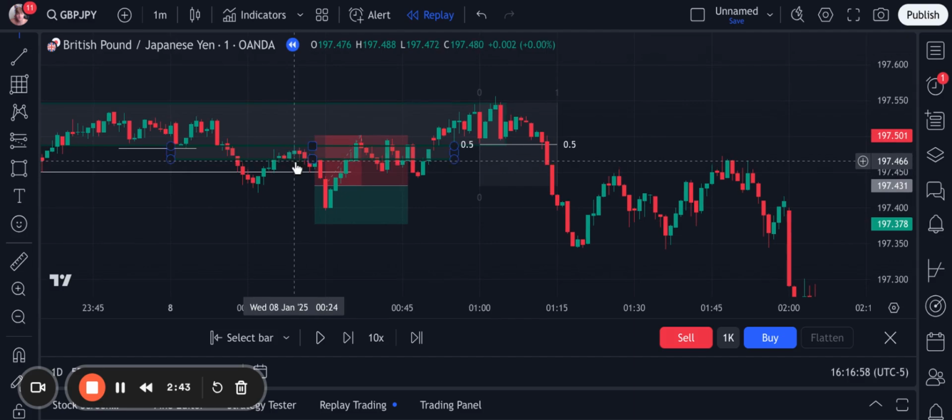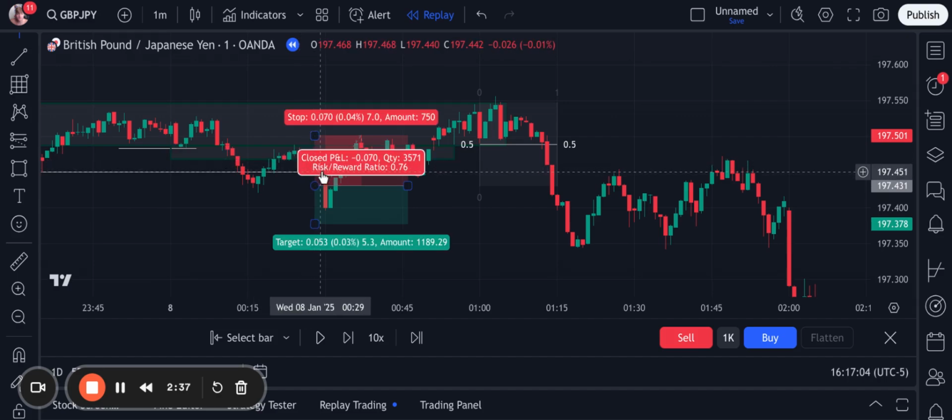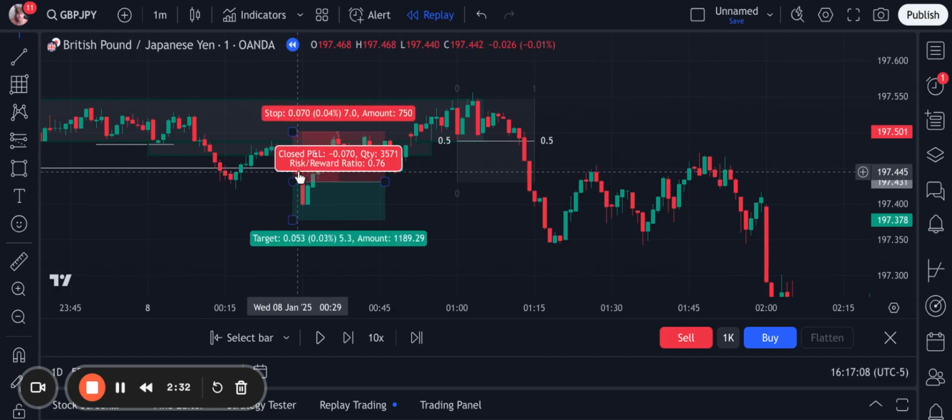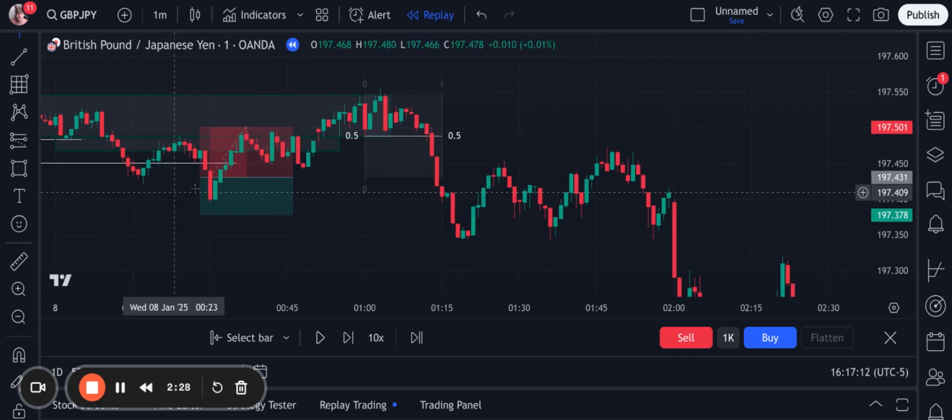Well, the 5-minute candlestick close that broke structure was this candlestick here. So then I waited for another break of structure to the downside here, and that's where I entered off of, but I didn't get filled until here. So that's where I entered.